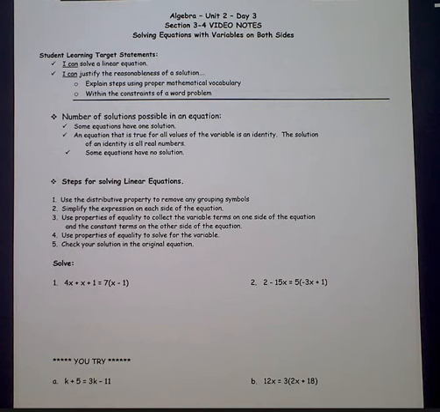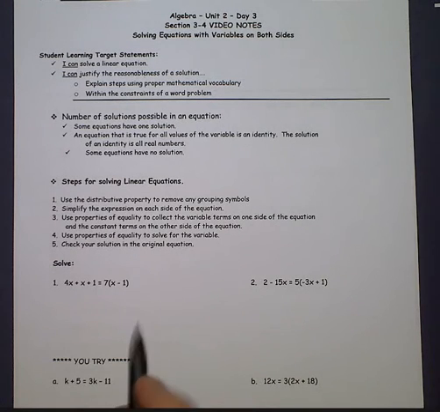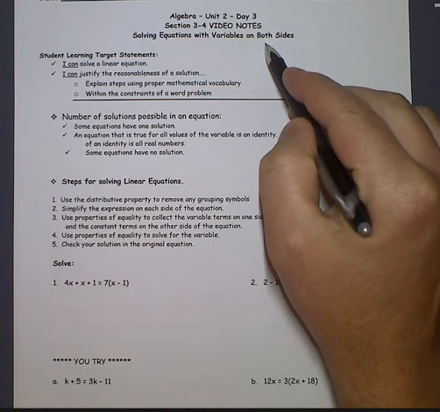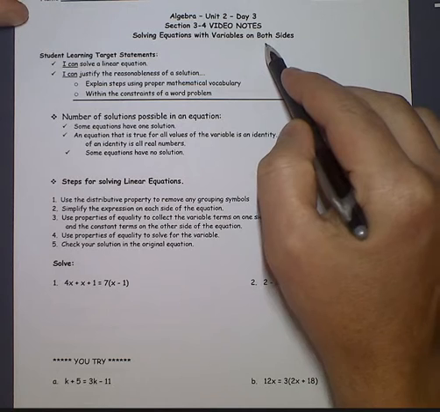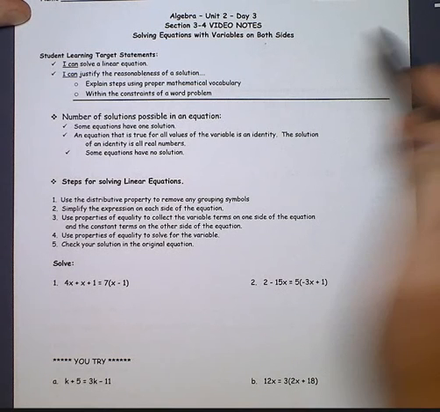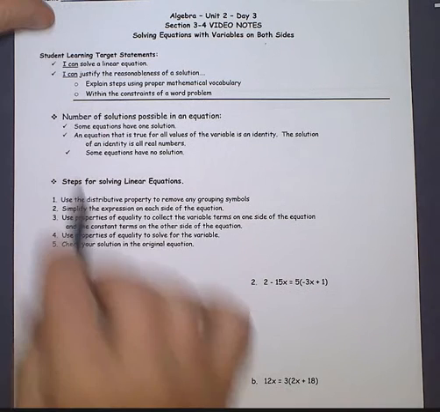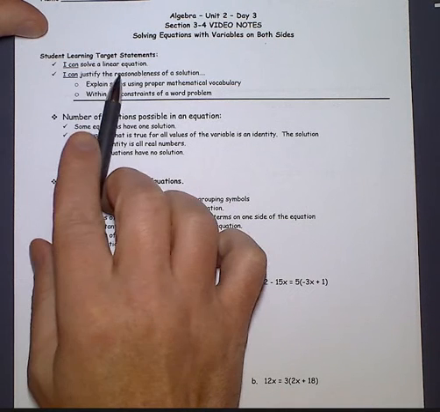Okay, here we go. Section 3.4 is solving equations with variables on both sides. So kind of what we're accustomed to, but now the variables, x's, y's, or whatever, are going to be on both sides of the equal sign. So some of the same steps. Here are our learning targets, same ones as we've been doing before.